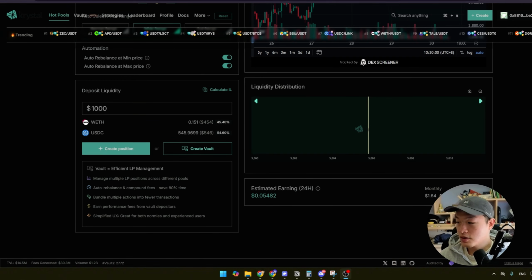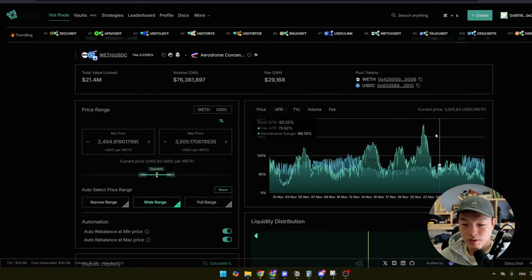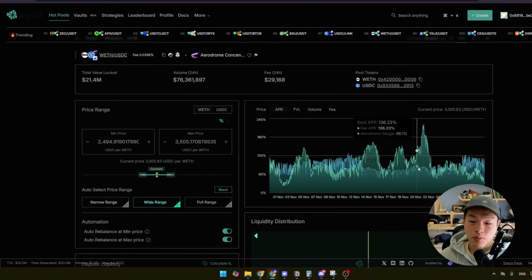So maybe Crystal is not the best for Aerodrome pools. And then you could look at the APR tab as well. This is basically the pool APR. You can see that the actual APR of the pool might not be as good as if you were staking the liquidity and earning the Aero emission for these couple of days, right? But sometimes the pool fees are better than the Aero emission.